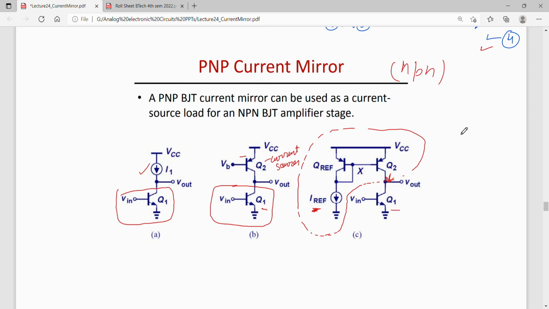So one of the major uses of current mirrors is that they are used for biasing purpose. So that is biasing this Q1. This collector current bias is fixed by using a current mirror on the collector. So current mirror acts as a current source also here and also as a load. So for an NPN transistor, you will utilize PNP cascode for being used as a current source or as a load.